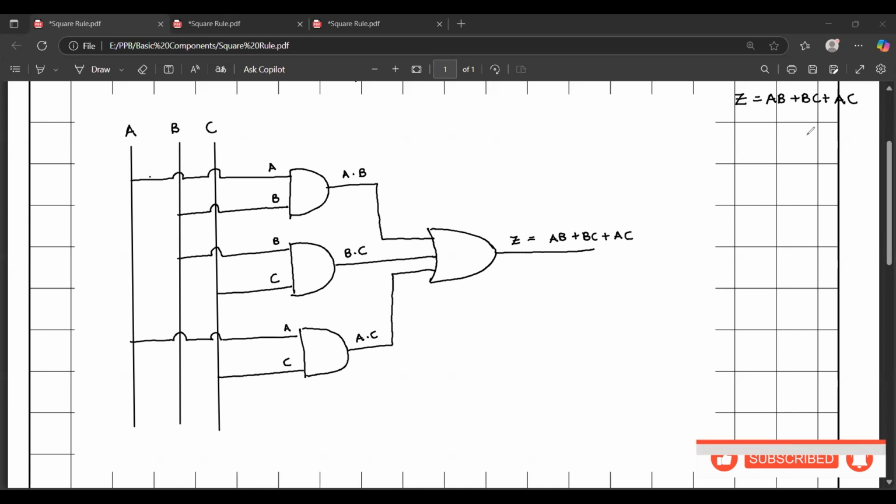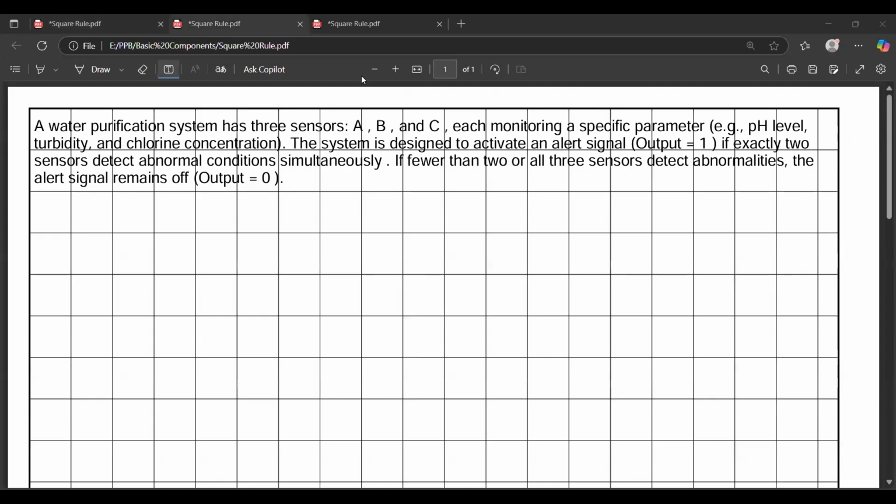Okay, we can simplify further. If you find this specific sum of products form of expression, you can simplify further. You can directly write this down. This is something that we normally use. Okay, so this is all you have to do in this question. It's pretty simple. Find the truth table, then write the expression, then simplify and draw the circuit.